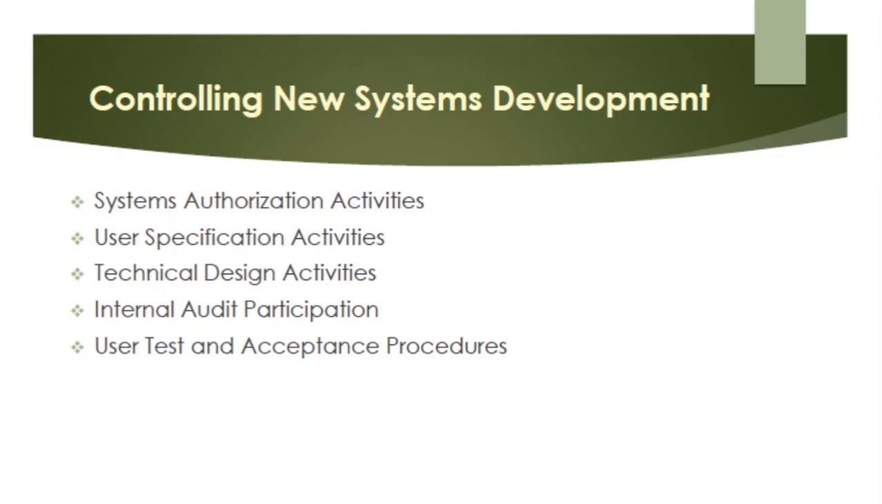Last is user test and acceptance procedures. Just before implementation, the individual modules of the system must be tested as a unified whole. A test team comprising user personnel, systems professionals, and internal audit personnel subjects the system to rigorous testing. Once the test team is satisfied that the system meets its stated requirements, the system is formally accepted by the users' departments.